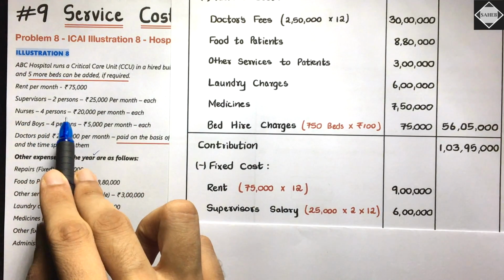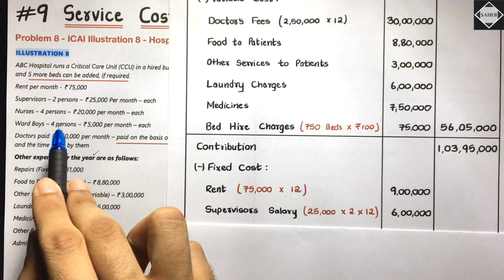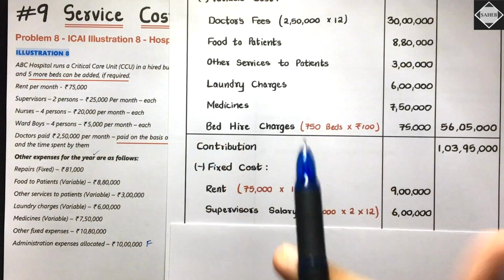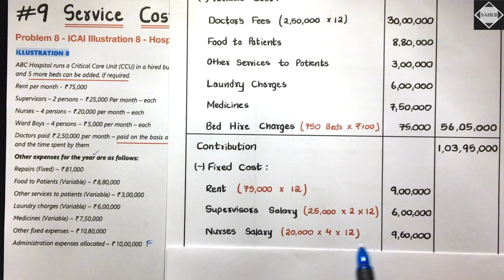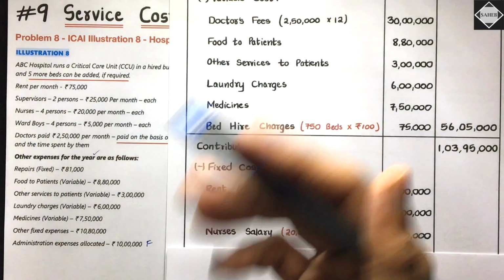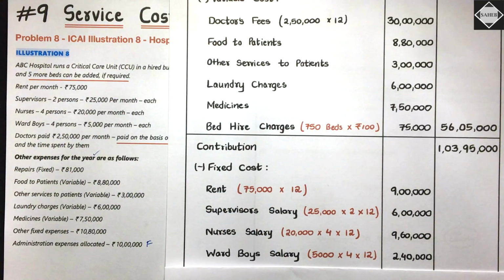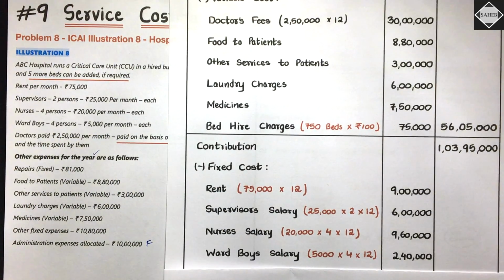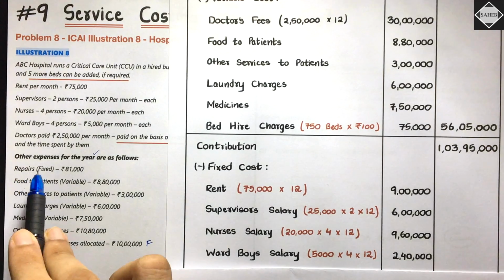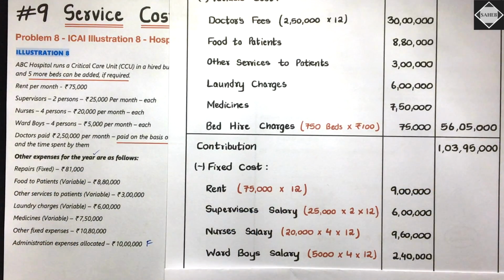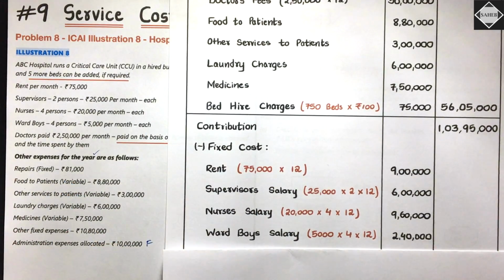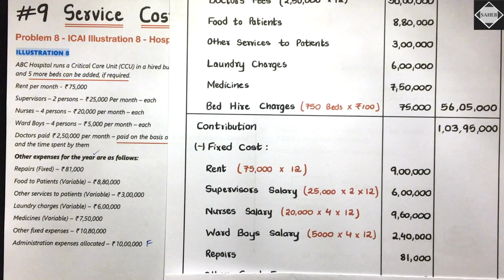Then we have nurses salary. So what you're going to do, 20,000 into 4 into 12. Is it clear? That's 9,60,000. Then ward boys. All these are fixed costs. 5,000 into 4 into 12. That's 2,40,000. And then repairs and maintenance, I told you that is a fixed cost in hospital. So 81,000 directly you will take because it's already on yearly basis. And then other fixed expenses, 10,80,000.